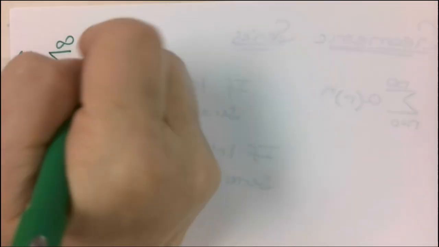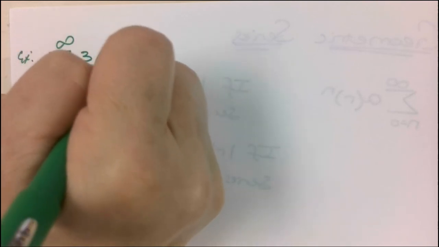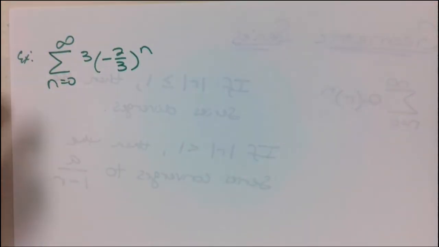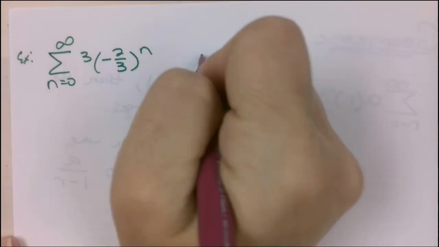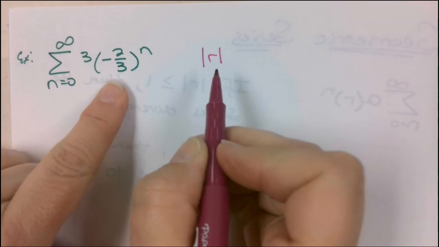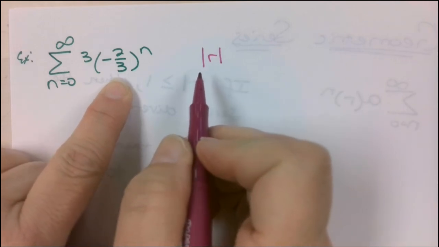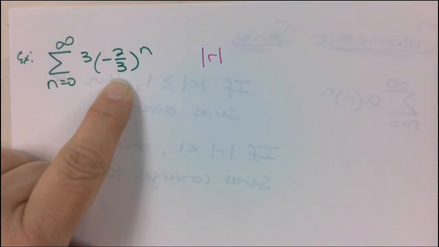Okay, I want to look at one final example, but we're going to consider two different versions of this series. I have 3 times negative 2/3 to the n, and my common ratio here is negative 2/3, which is going to cause the terms of the series to alternate signs, positive, negative, positive, negative.